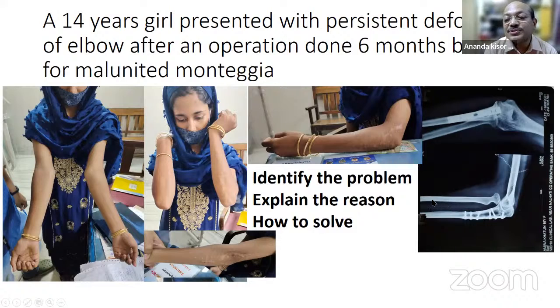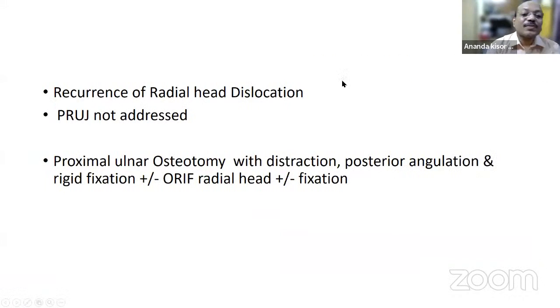Same thing. If you try to draw the longitudinal axis of the radius, it doesn't cross the center of the capitulum. It will cross above the capitulum. So that is the problem. You can see here in the AP view, it is in place, but in the lateral view it is definitely out. So that may be either reduced but recurrent, or unreduced radial head dislocation is the cause.